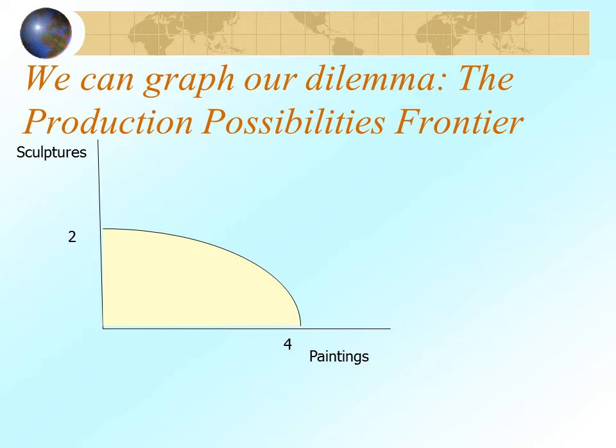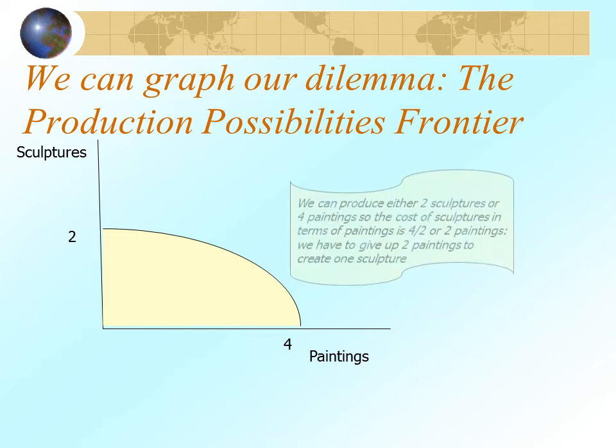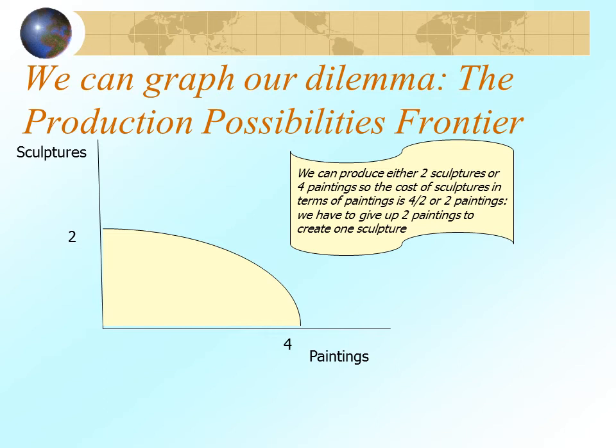But here, what this graph is saying is that in the same amount of time it takes to create two sculptures, you could create 4 paintings. So you have to give up 2 paintings for every 1 sculpture that you're doing. And here we can actually calculate this, and this is the opportunity cost of producing sculptures in terms of paintings. So get familiar with that terminology.